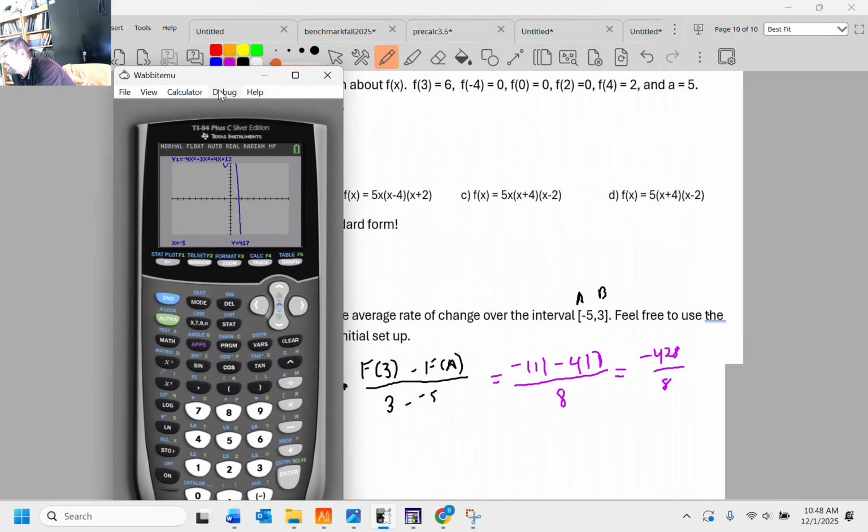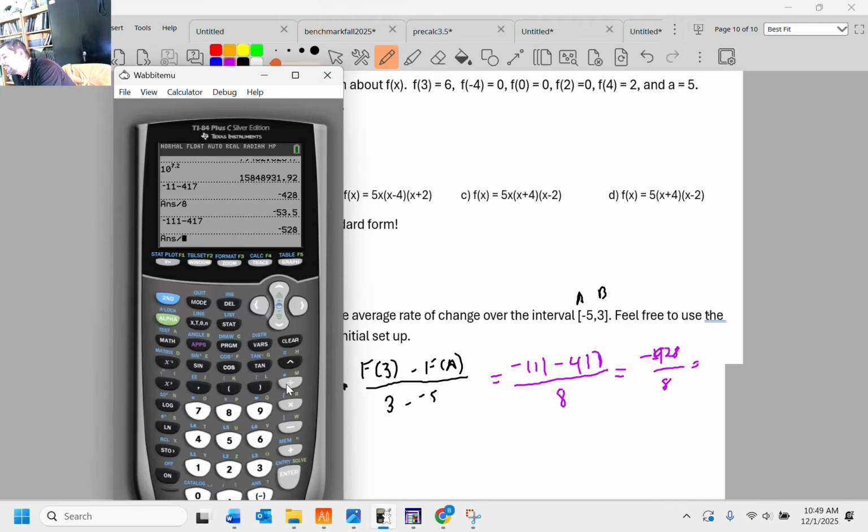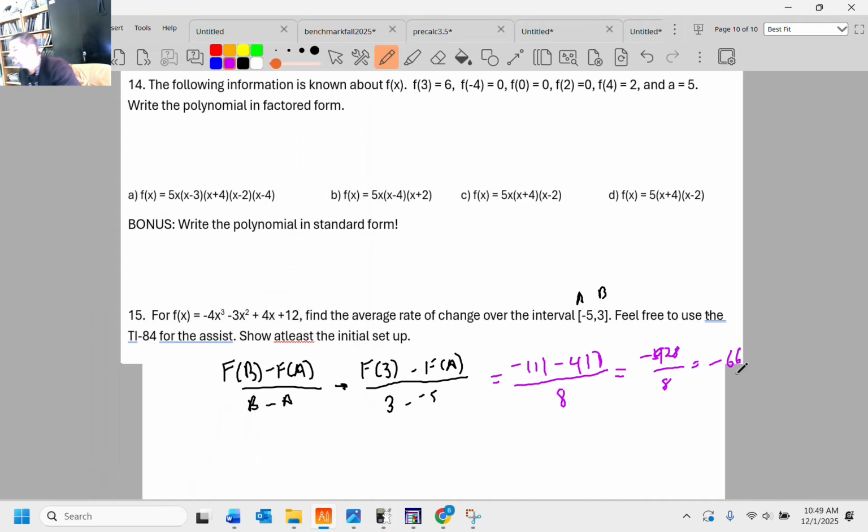I know what I did, I think. Check my numbers. Second trace value, x is 3. Negative 111. That should be negative 528, shouldn't it? Yep, typo right there. All right, negative 528 divided by 8. That'll give me the right answer. Negative 66. All right, let's do 14.